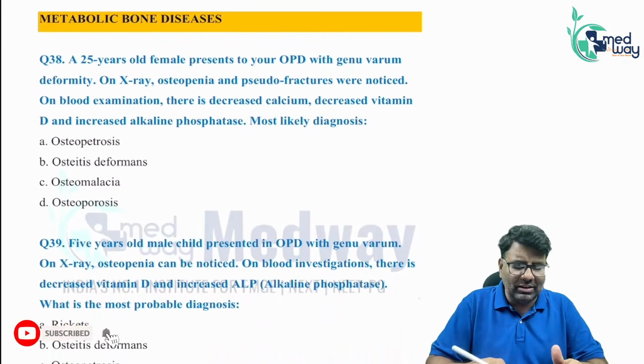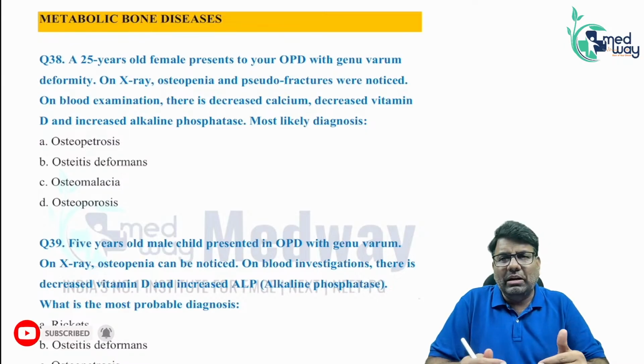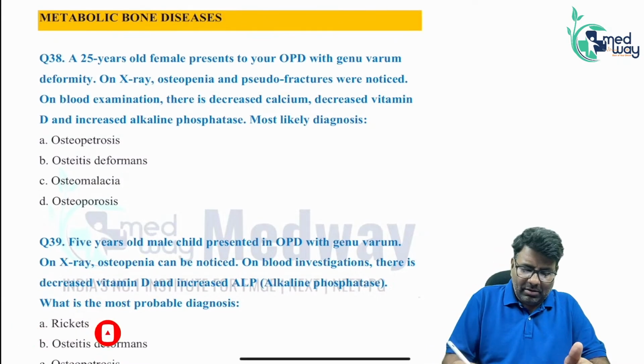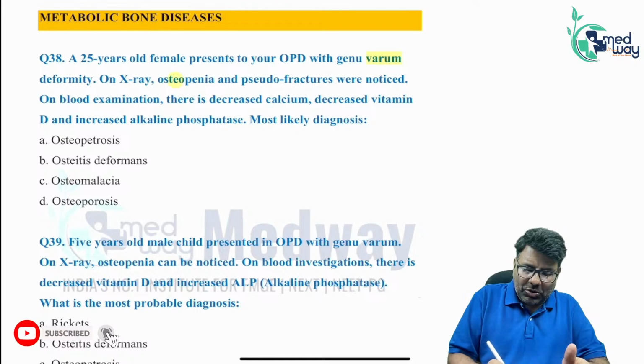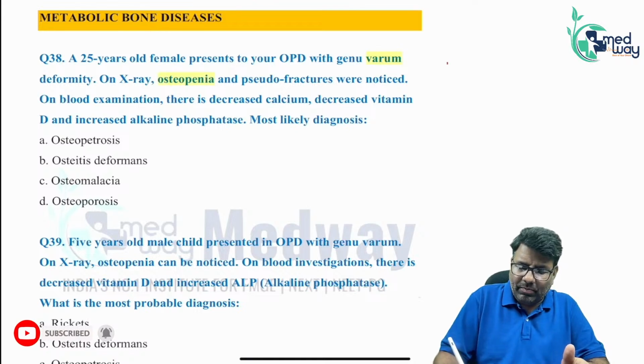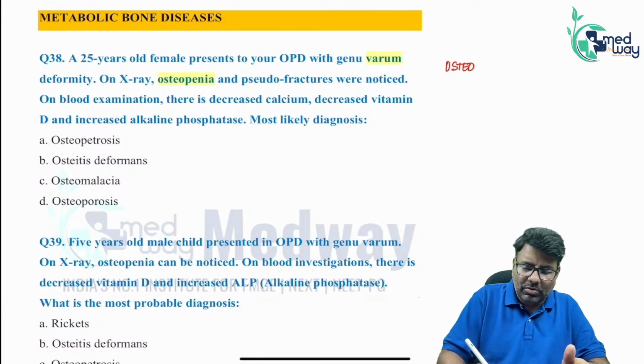Now moving forward to another chapter, that is metabolic bone diseases, and here a female is having genu varum deformity, and there is osteopenia. Now osteopenia.